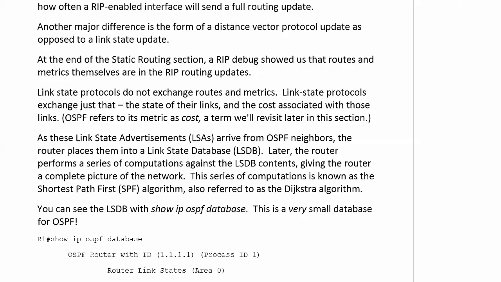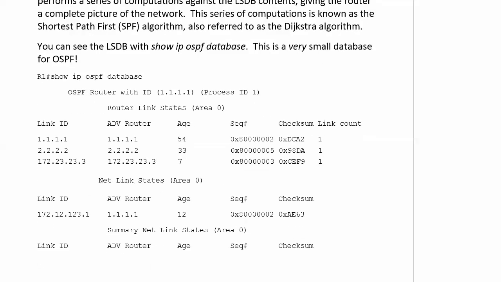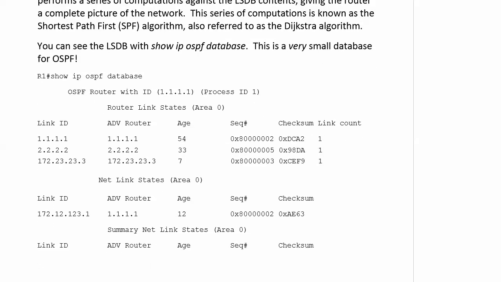Now, we need to know what these types are that they're mentioning here, like router link states, net link states, summary net link states, and I have plenty of information for you on that later in this part of the course. And this is the command show ip ospf database. Frankly, production or lab, if OSPF's working beautifully for you, you can go a long time without looking at the database. It's not something you're going to do every single day. But we need to know our way around it just a bit.